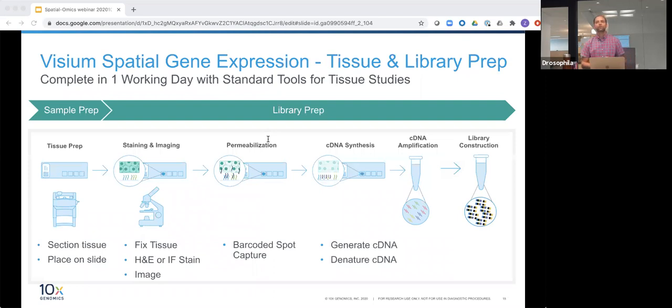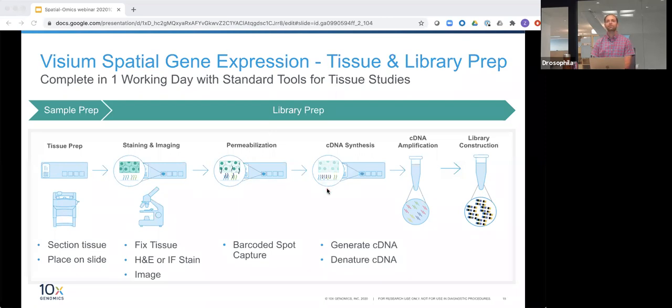All right, so now that you've done your tissue optimization, you want to get to your real experiment. You want to look at your gene expression spatially. And so this starts basically the same way. In this case, there's only 4 capture areas per slide. But you section your tissues, you place them on the slide, you do your staining and imaging, and that can be either H&E staining or immunofluorescence staining. You image using bright field or fluorescence as appropriate. You use permeabilization based on that optimal permeabilization time that you found in the previous section.